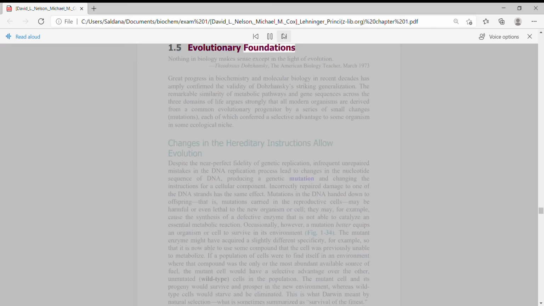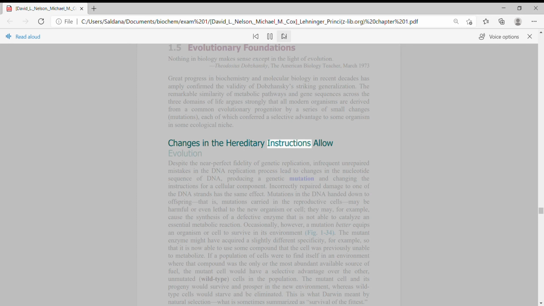1.5 Evolutionary Foundations. Nothing in biology makes sense except in the light of evolution. Theodosius Dobzhansky, the American biology teacher, March 1973. Great progress in biochemistry and molecular biology in recent decades has amply confirmed the validity of Dobzhansky's striking generalization. The remarkable similarity of metabolic pathways and gene sequences across the three domains of life argues strongly that all modern organisms are derived from a common evolutionary progenitor by a series of small changes, mutations, each of which conferred a selective advantage to some organism in some ecological niche.